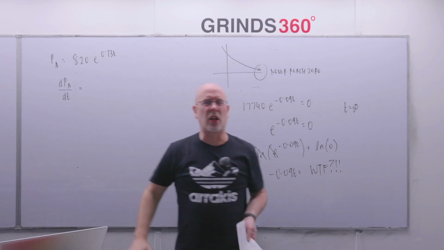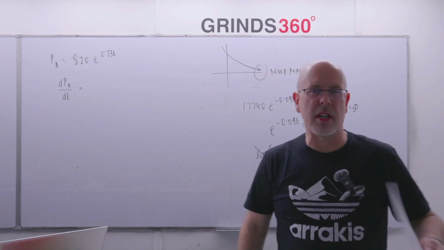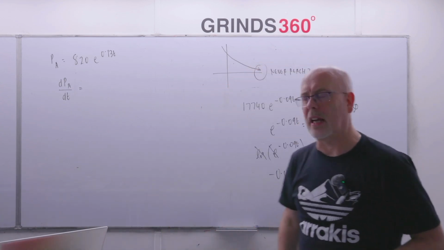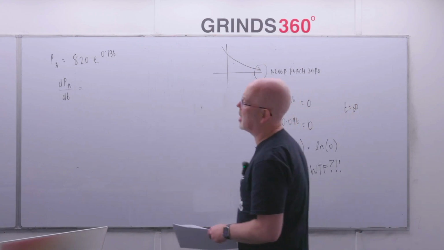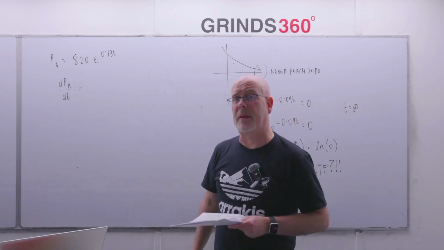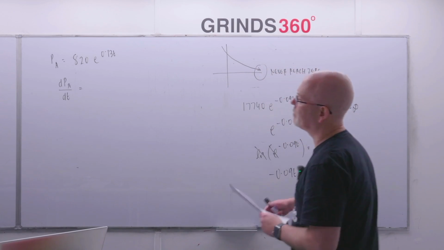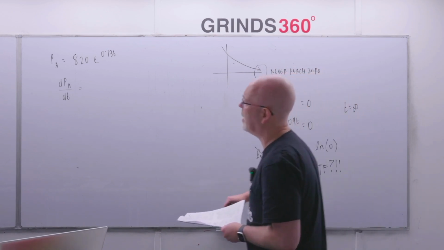He won't penalise you if you call it something incorrect. If you just call it dp, dt or something, he won't penalise that. But just try and keep your terminology clear. It'll be helpful when we get to calculus later on this morning. Okay? So dPA/dt looks like that.